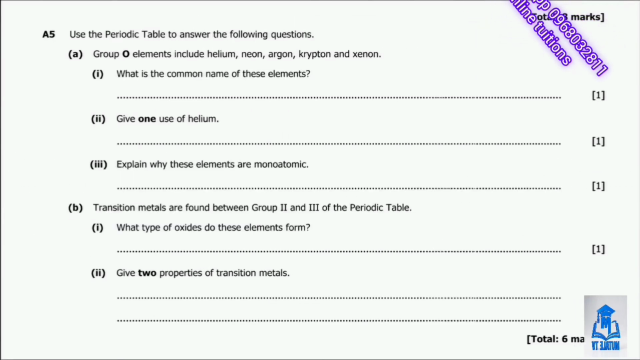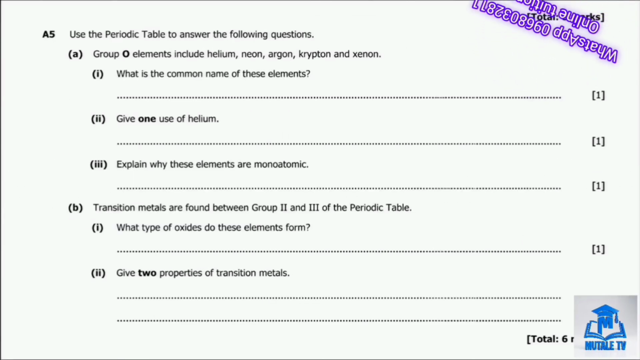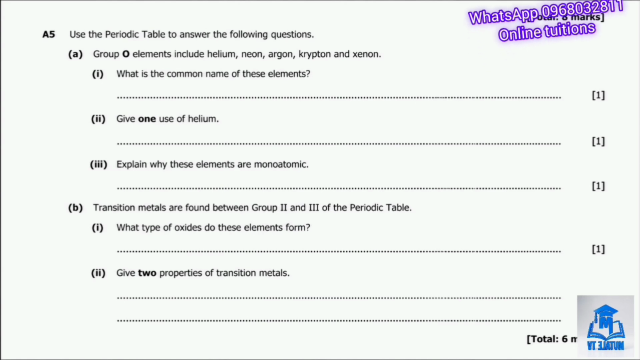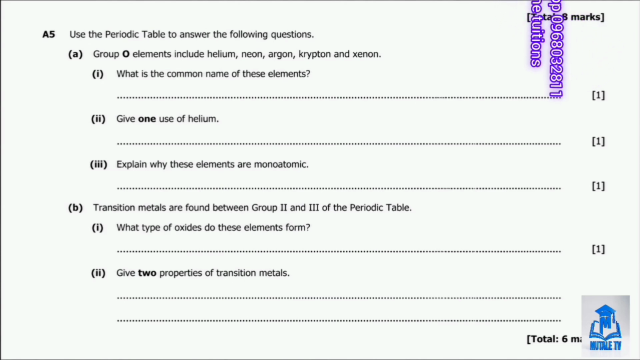which uses the periodic table. So question A5 part A is about group 0 elements, which include helium, neon, argon, krypton, and xenon.